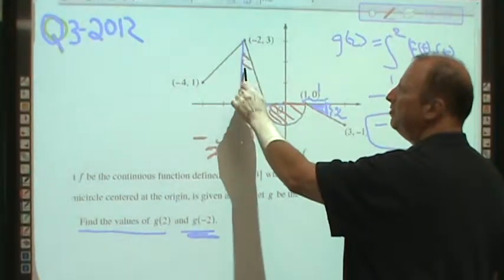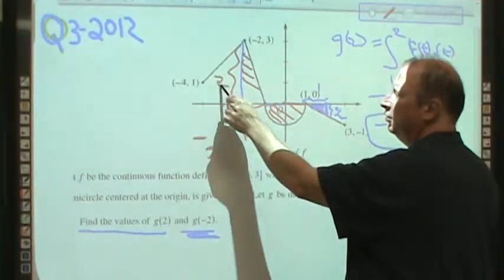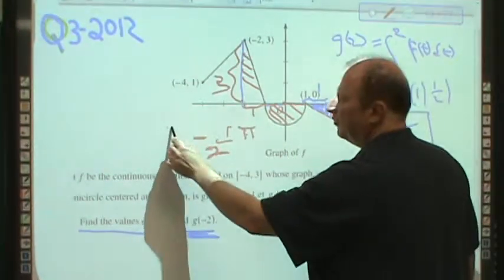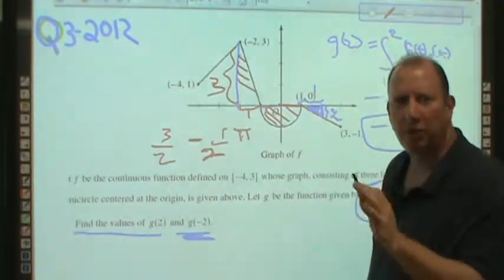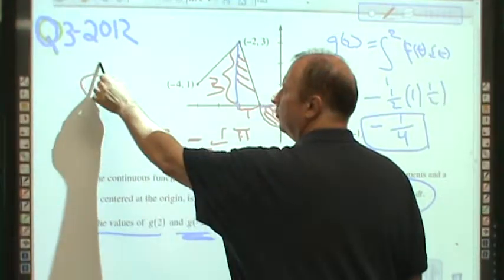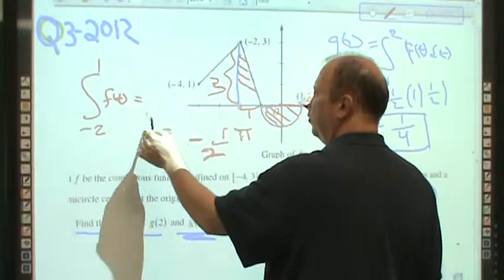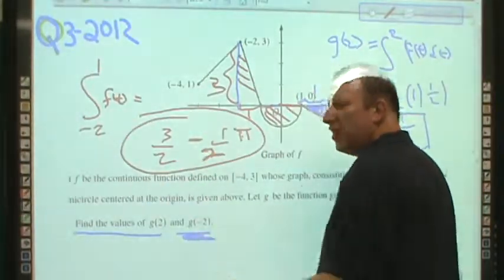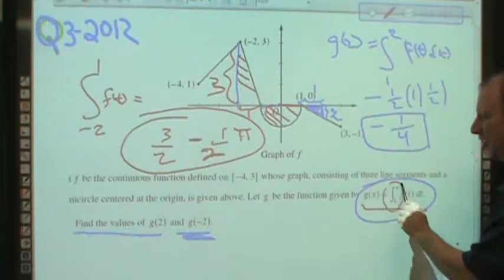And the area of this piece, 3 times 1, half of that is 3 over 2. So that's the total area. Let's look at what I would be saying. From negative 2 to 1 of f of t, the area would be this. But that's not what the original function says. It says from 1 to x.